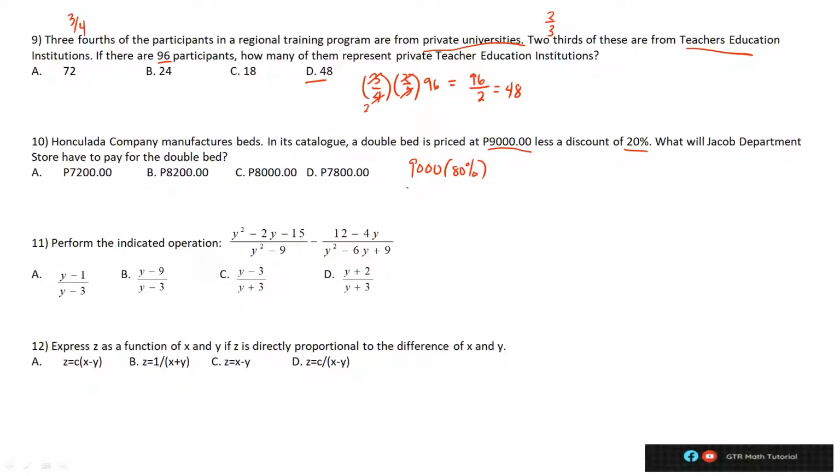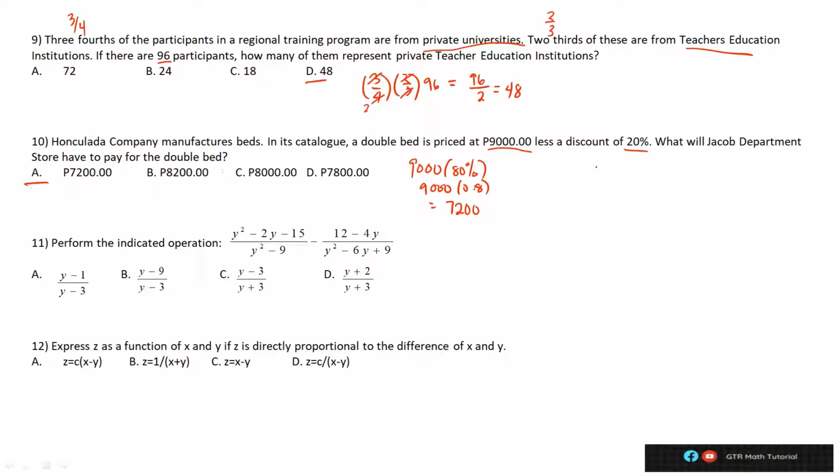So 80% that is 0.8. So 9,000 times 0.8 ang 80%. So therefore that is 8 times 9. So that is 8 times 9 is 72. So we have 3 zeros but 1 decimal. So 7,200. So therefore the correct answer is letter A, 7,200.